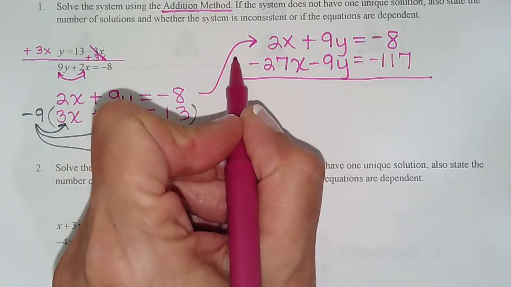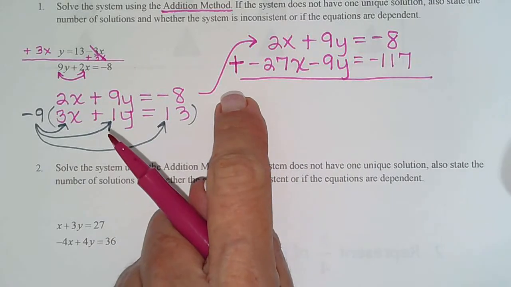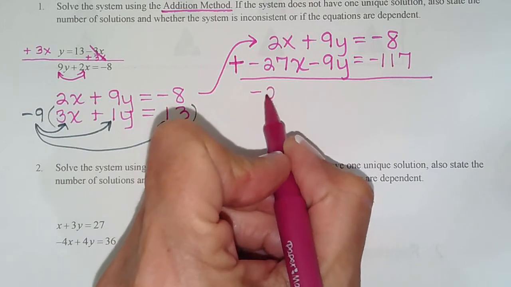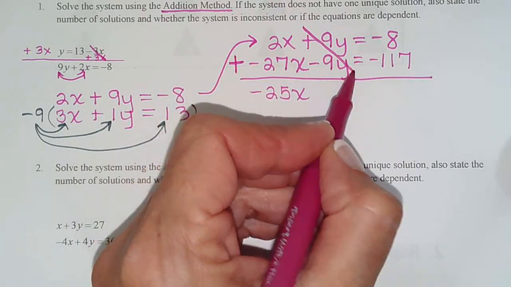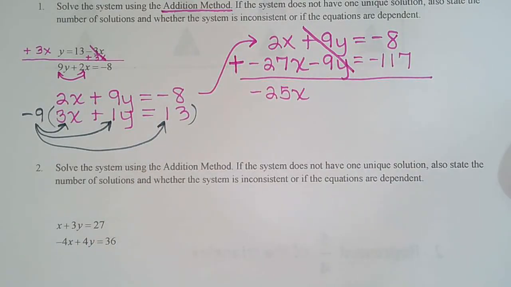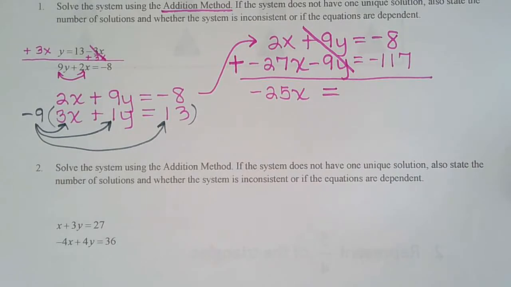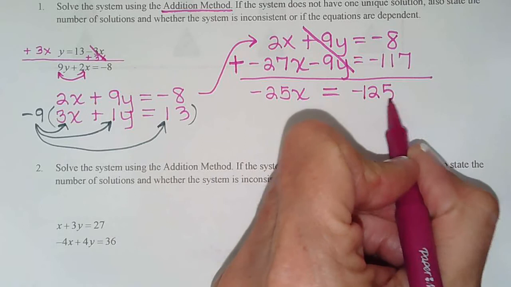Okay, here's where the method gets its name. After you've made opposites, then you add the two equations together. So 2 plus negative 27 would be negative 25x. Negative 9y plus 9y, 0. Don't write y. If you write y, that means there's one y left, and there is not. It's 0. 9 minus 9, 0. So just eliminate it. That's why this is called the elimination method. The y's are eliminated. When the signs are the same, add and keep the sign.